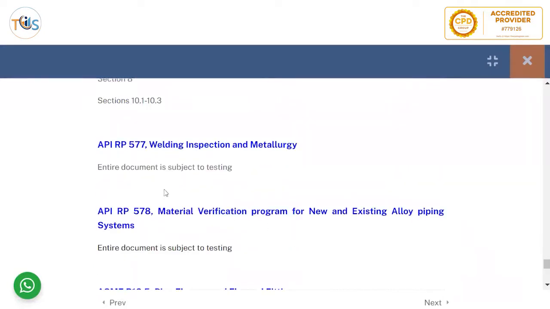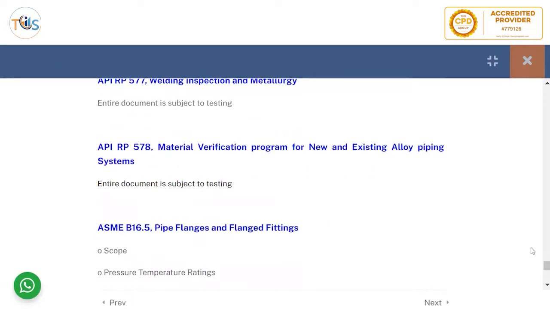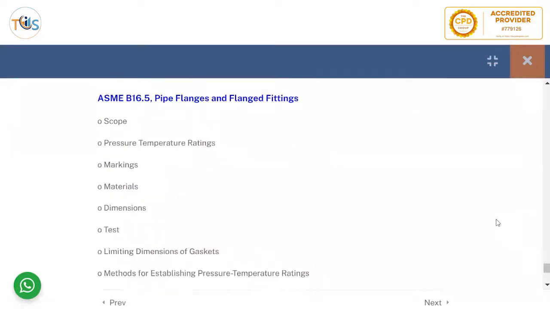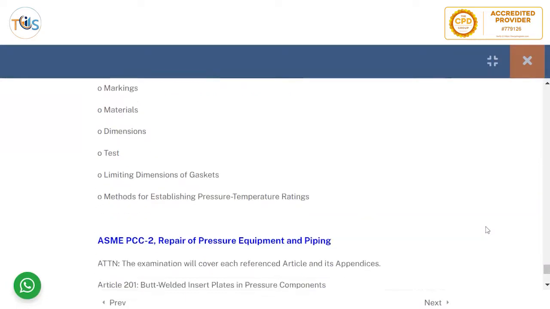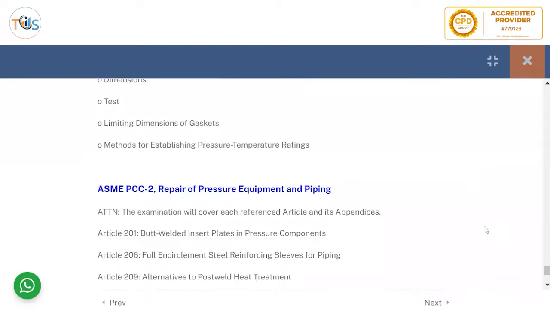570, although it says the entire document, you do not need to be an expert in building inspection. Same as you don't need to be an expert in NDT. You should know the general rules of building inspection. 578, material verification program. 615, flange and flange fitting, as you can see here, talks about the scope, temperature, pressure, temperature rating, marking, material dimension test. So you should have the overall picture.